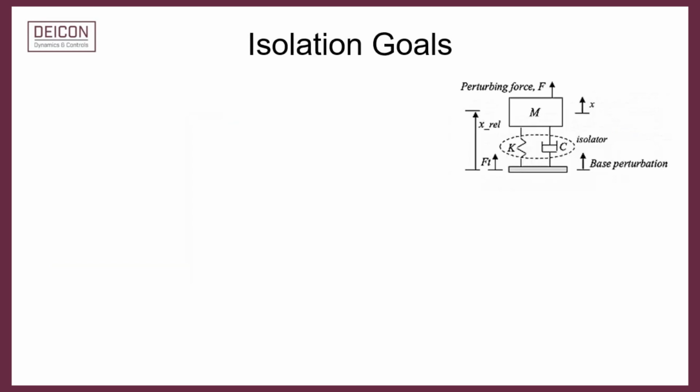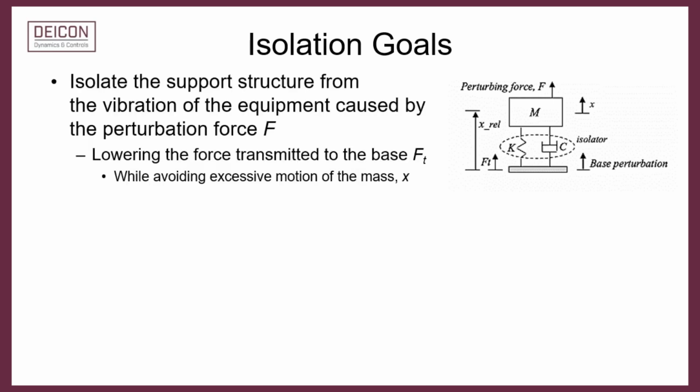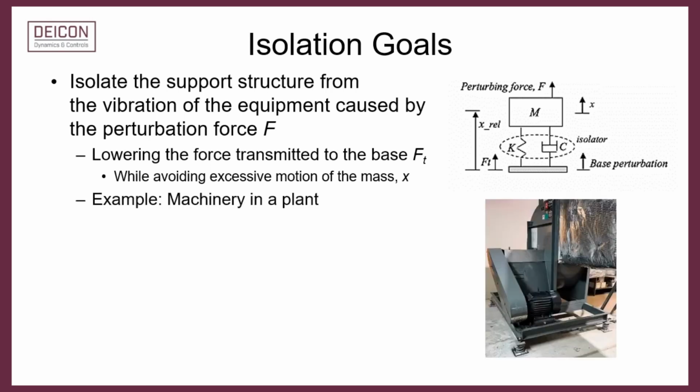Although isolation systems have multiple degrees of freedom, it is a good practice to start the design and analysis of such systems by viewing them as having only 1 degree of freedom. The goal of an isolation system could be isolating the support structure from the vibration of an equipment which is subject to a perturbing force. An example of such application is the isolation of an industrial fan with the objective of lowering the transmission of vibration from the fan to the floor.